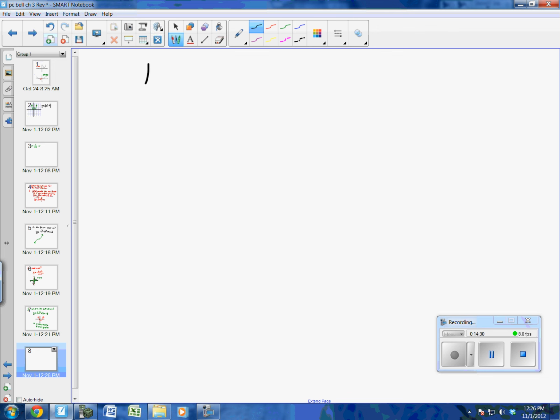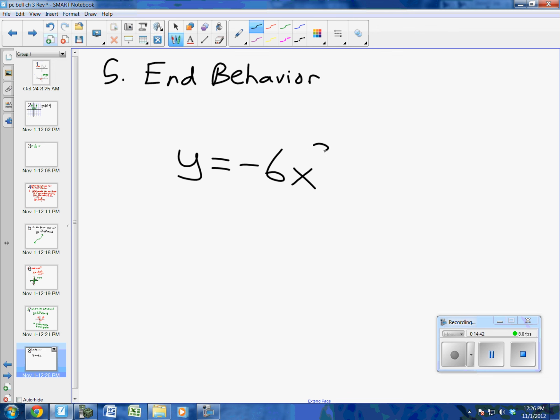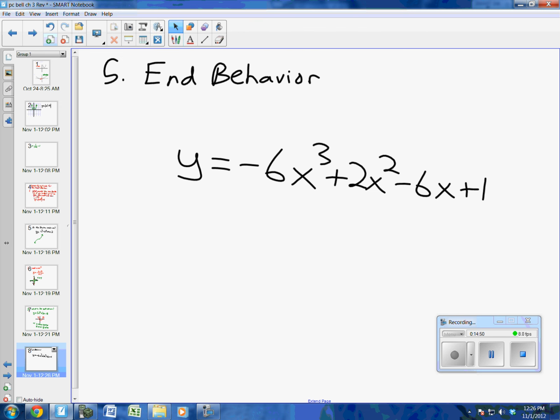End behavior here again. Let's do this one. What number are we on, by the way? End behavior, number 5: y equals negative 6x cubed plus 2x squared minus 6x plus 1. What is the end behavior of that function right there?